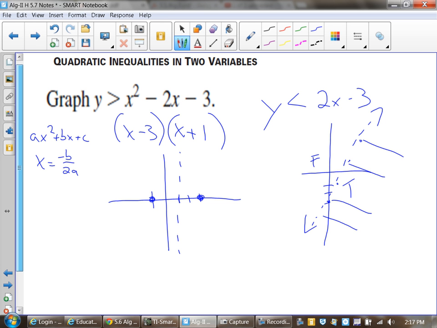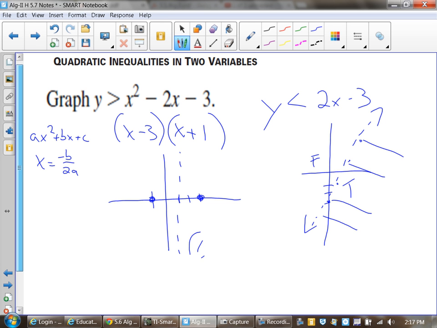Careful. What's the opposite of -2? 2. What's 2 divided by 2? 1. So I know that my x component of my vertex is 1. I also know that this is going to be up like a cup. Do you agree? Yeah, a is positive.